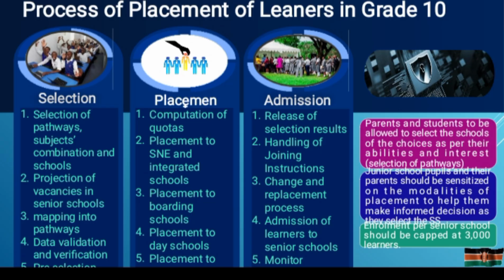So we have very important information that parents are supposed to know. Parents and students to be allowed to select the schools of their choices as per their abilities and interests. Selection of pathways. So these learners and parents will be taking part in the selection of these senior schools. Then junior school pupils and their parents should be sensitized on the modalities of placement to help them make informed decisions as they select the senior school. That's why I have come up with this video so that we can be sensitized.